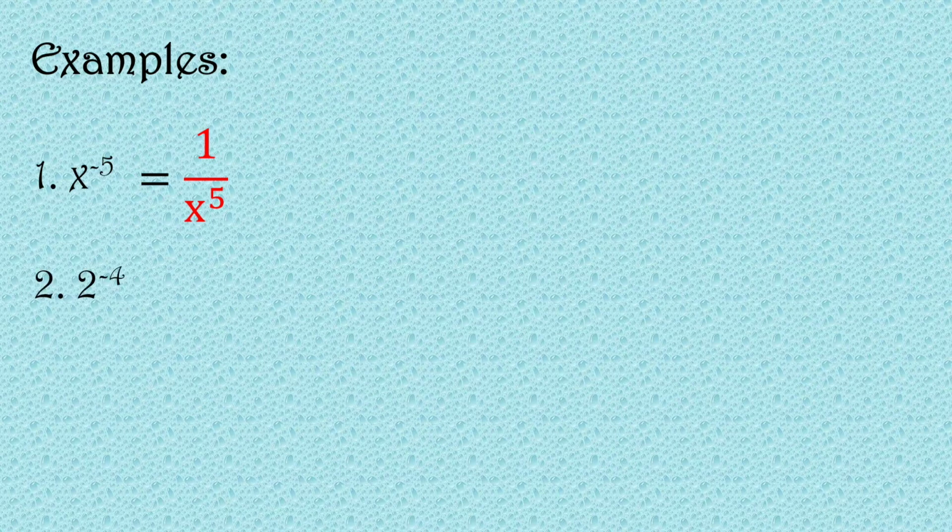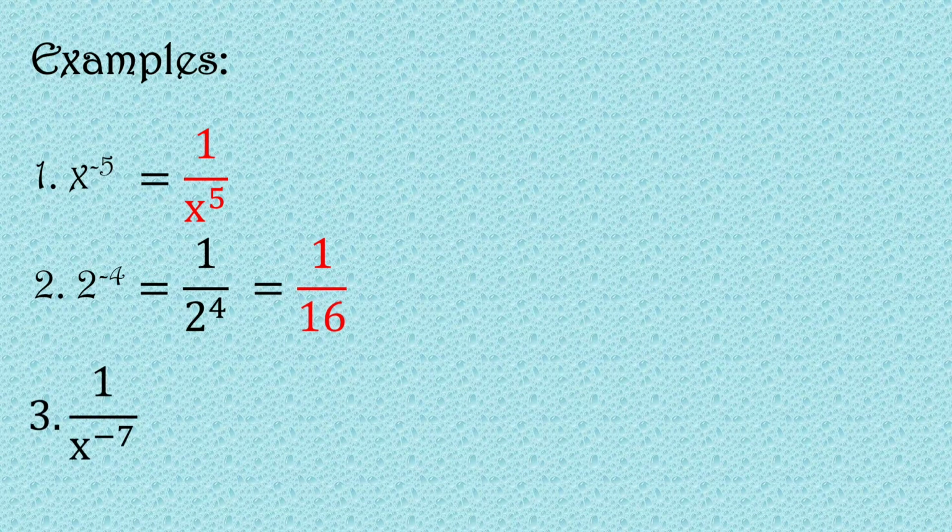O, 2 raised to negative 4. So, gagawin natin siyang fraction para maging positive yung ating exponent. So, magiging 1 over 2 raised to 4. And then, simplify natin, ang 2 raised to 4 ay equal sa 16. So, 1 over 16. So, number 3, 1 over x raised to negative 7.